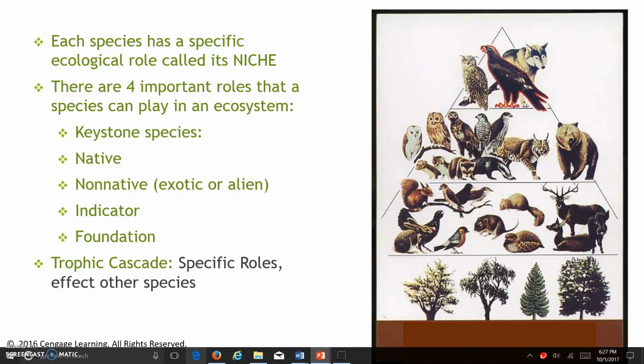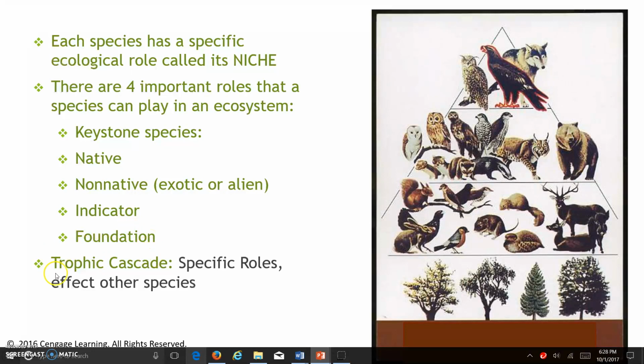These indicator species provide an early warning system for us, and they can fall into any category of fish, birds, butterflies, and amphibians. Foundation species. Foundation species are known to create habitats and ecosystems such as the beaver, the elephant, and species that are seed dispersers or pollinators. Of the 4 important roles that species can play in an ecosystem, the 3 that I think are the most important are the keystone species, the indicator species, and the foundation species.